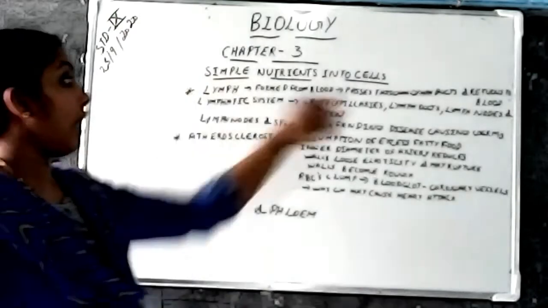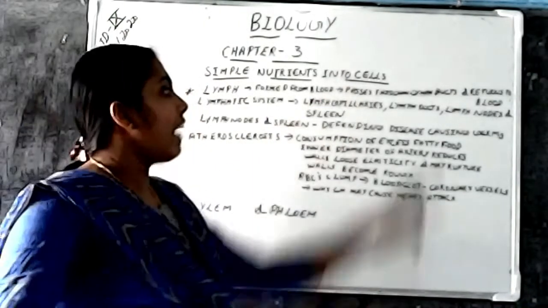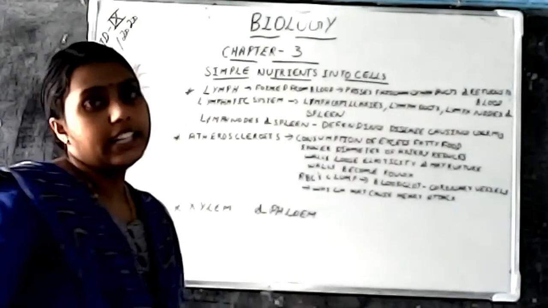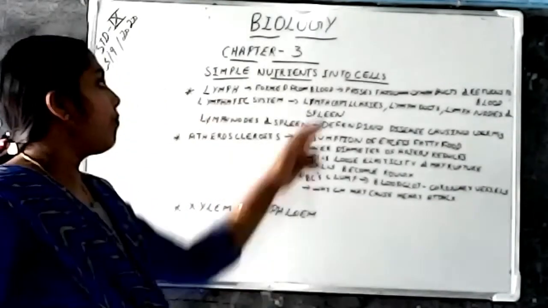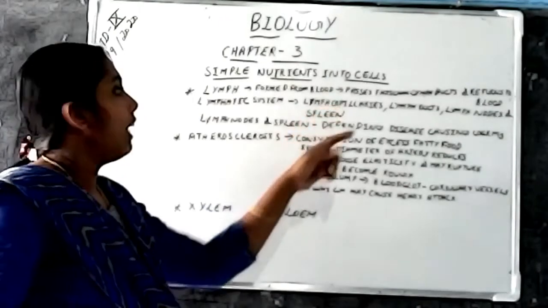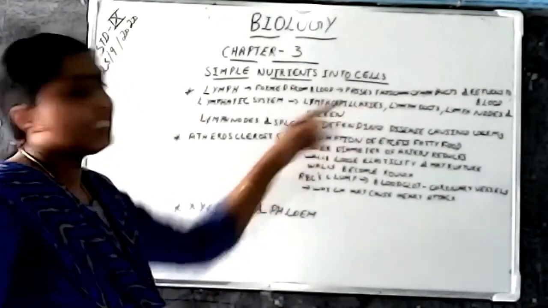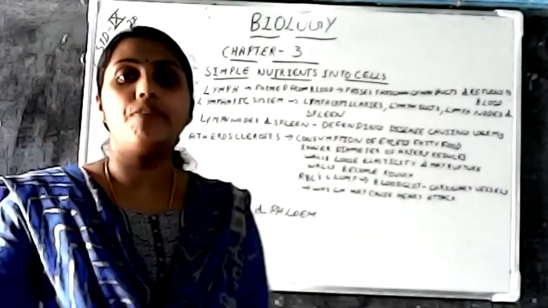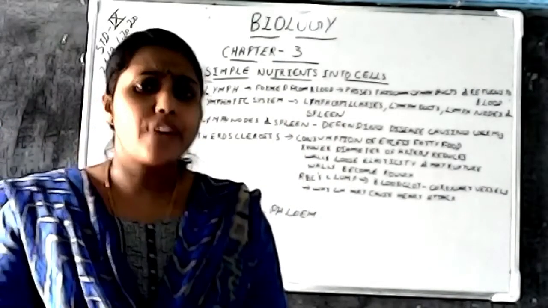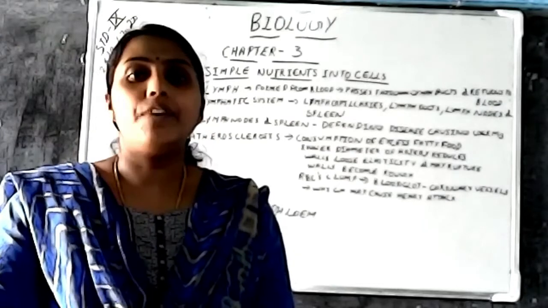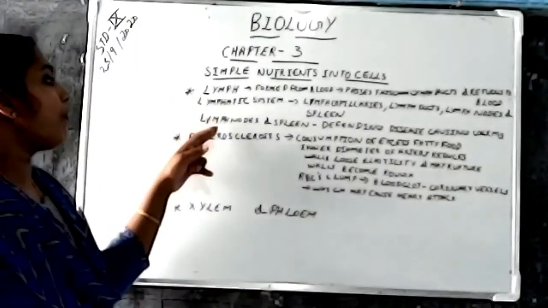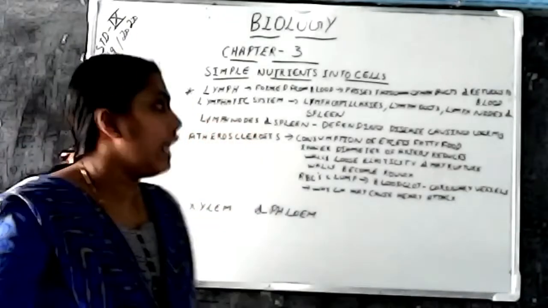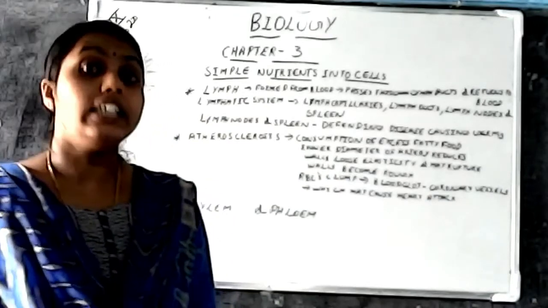Okay, now the lymphatic system. Lymph is formed from blood, passes through the lymph duct, and returns to blood near the heart. The lymphatic system consists of lymph capillaries, lymph nodes, lymph ducts and spleen. Lymph nodes and spleen help in defending against disease-causing germs.